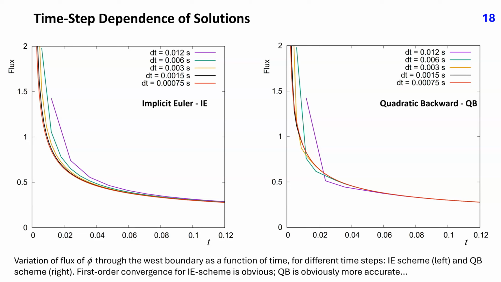These 2 figures show the variation of flux of phi through the west boundary as a function of time for the implicit Euler scheme on the left and for the quadratic backward scheme on the right, using different time steps. A monotone first-order convergence is obvious in the case of implicit Euler scheme. The quadratic backward scheme produces some undershoots at large time steps, but as the time step is reduced, the lines converge to the red line representing the smallest time step and a very accurate solution.